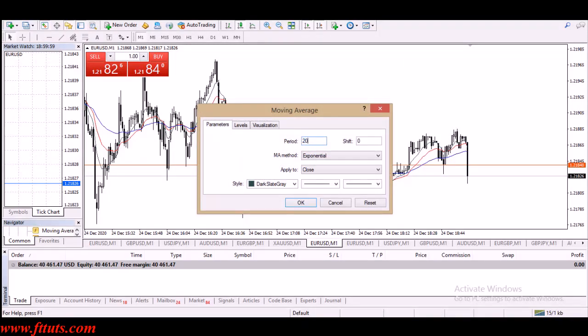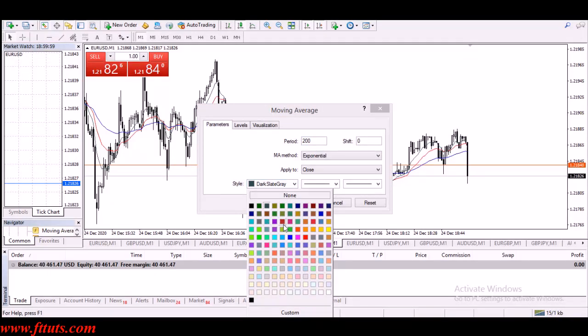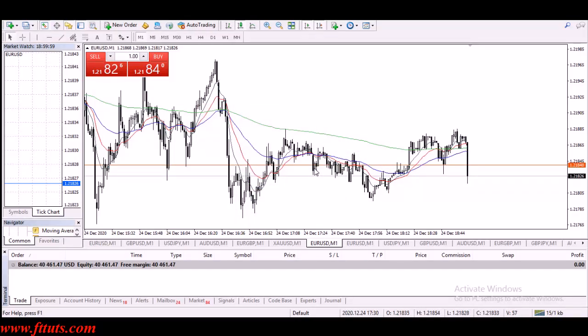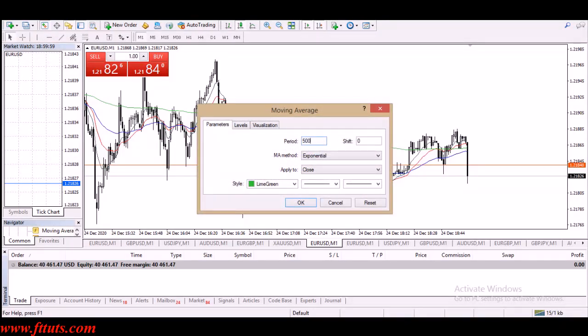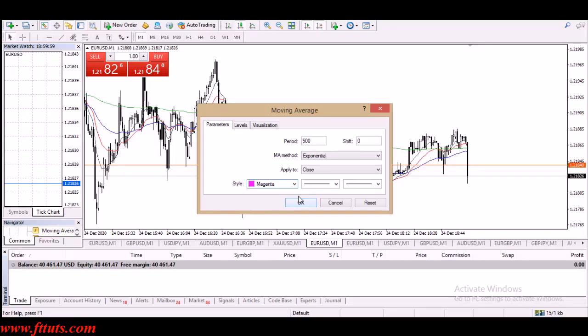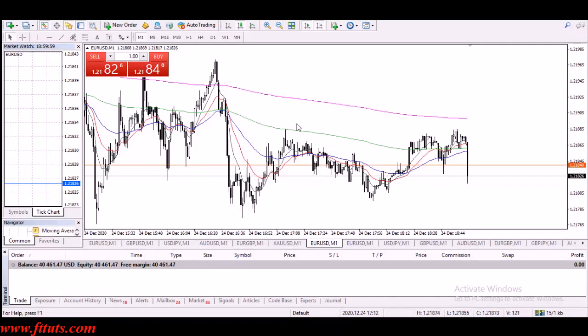placing EMA 200 on green, lime green. Okay, that's your chart. These are the EMAs. Also, but not necessary, we may use EMA 500, the last one. Okay, and I will choose Magenta, let's say this one. Okay, that's perfect. So these are mainly.